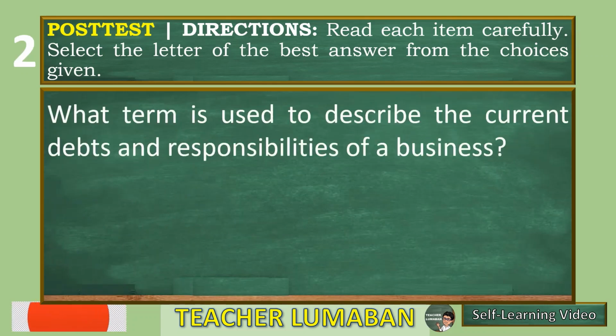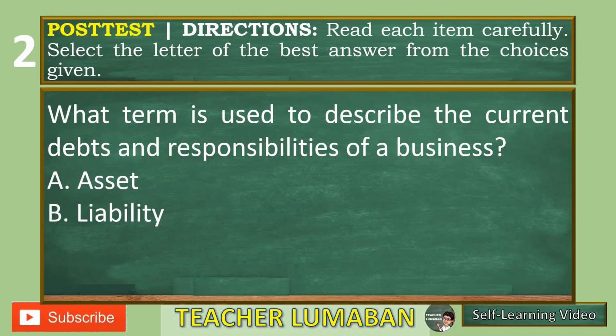What term is used to describe the current debts and responsibilities of a business? A. Asset. B. Liability. C. Revenue. D. Expenses.